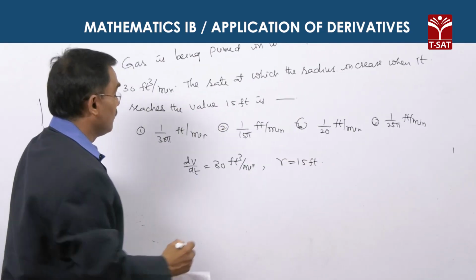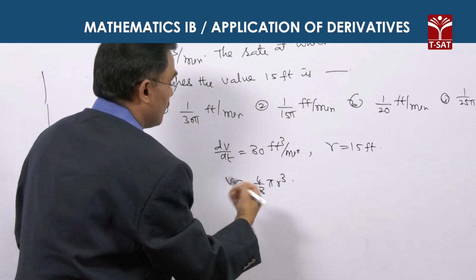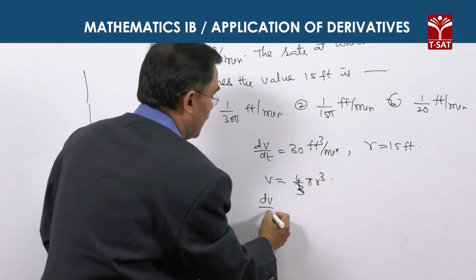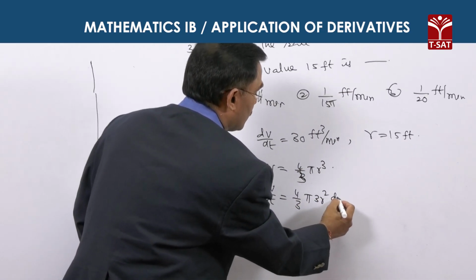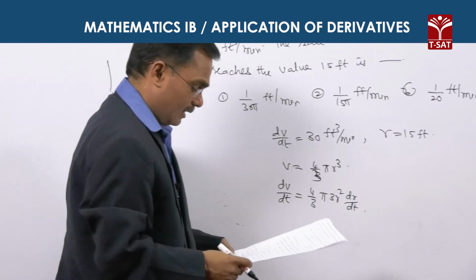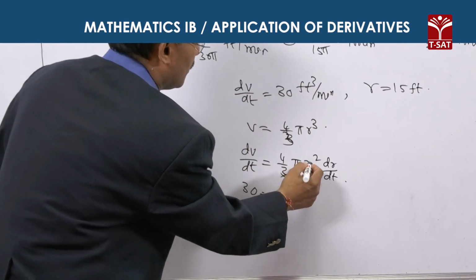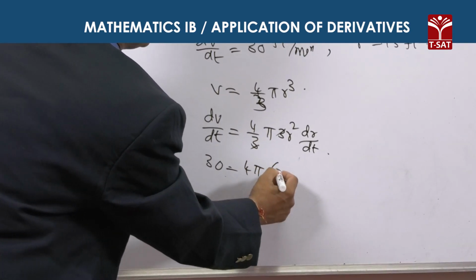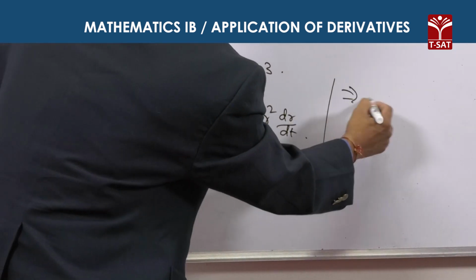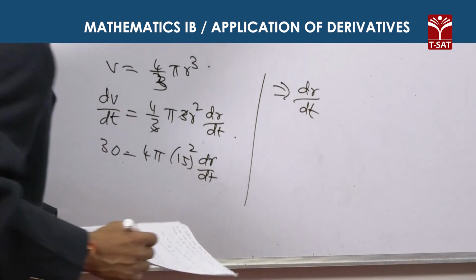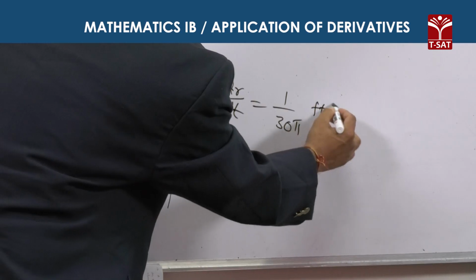Then the volume of the sphere is V = 4/3 πr³. Right. So what is the rate of change of volume? It is 4/3 into π into 3r² into dr/dt. This is given, right. So dV/dt is 30. The 3 and 3 will cancel. 4π into r, which is 15, squared, into dr/dt. So from this, simplify, dr/dt is equal to 1 by 30π feet per minute.